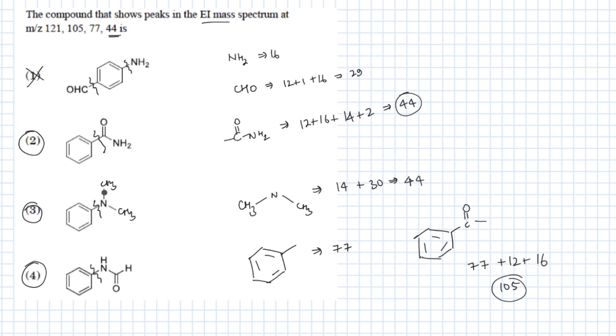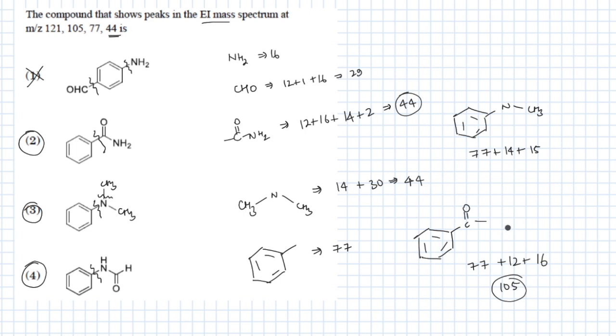In the case of option number 3, the fragmentation can be at most like this. That means you have this phenyl group, and along with that you have nitrogen, and along with that you have CH3. If you add them, you are getting 77 plus 14, and plus 15 here. So if you add them, obviously you are not going to get 105.